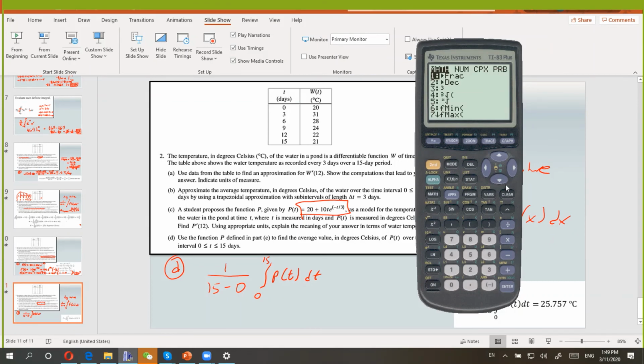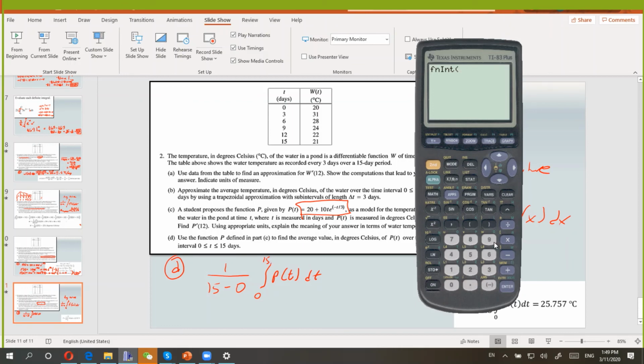Okay, so if you hit math, and then you go all the way down to your 9th option down, it's function integrate. Integration takes 4 arguments. You need to know what your equation is. That's my P of t. You need to know what your variable is. So I'm integrating in terms of t. And then you need to know your lower bound and upper bound.